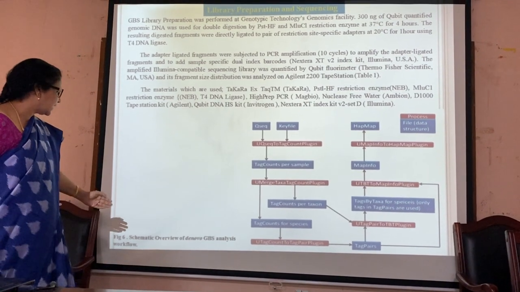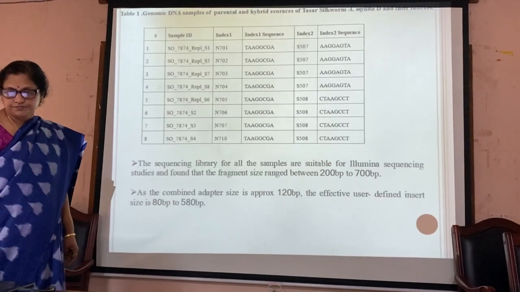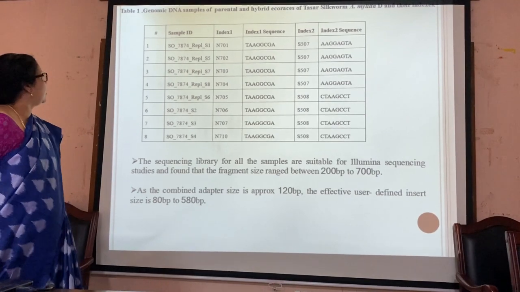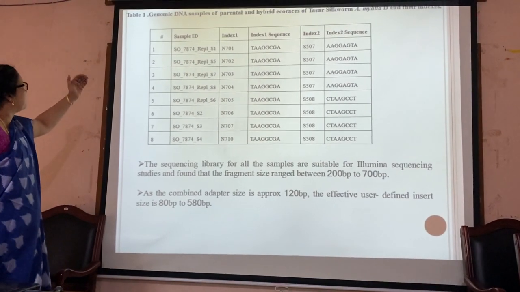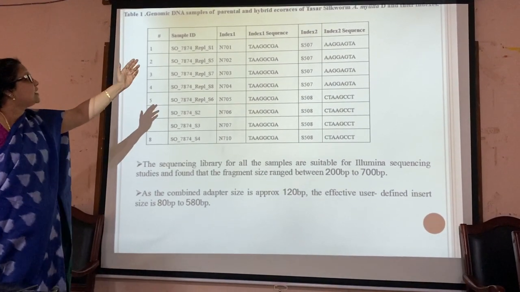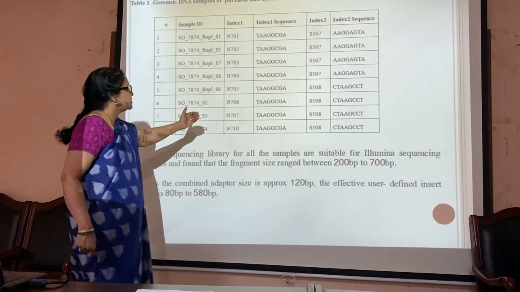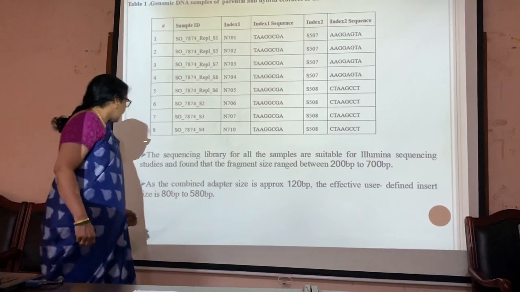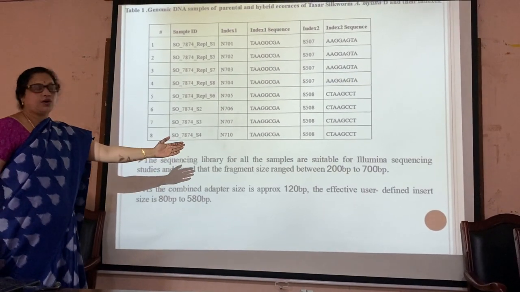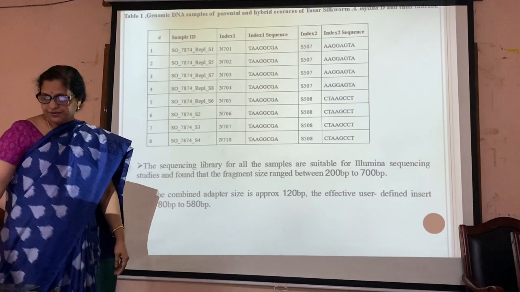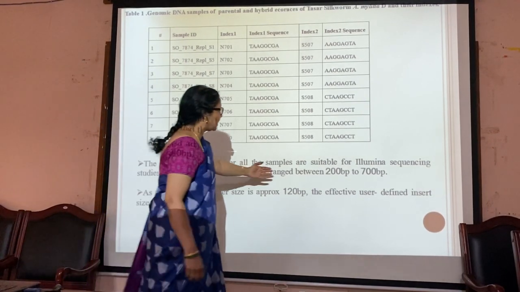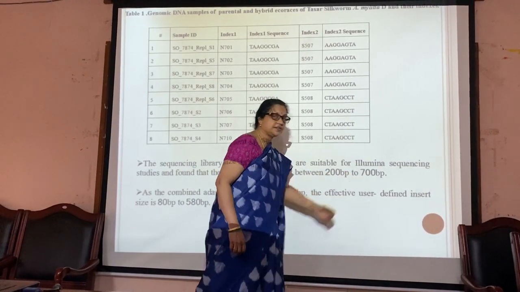This is the GBS analysis, and this is the result that we got from these various genomic DNA samples of parental as well as hybrid ecoraces. So these are the different types of indexing that we got. And the sequencing library for all the samples that we got here, we found that the fragment size was between 200 and 700 base pairs.